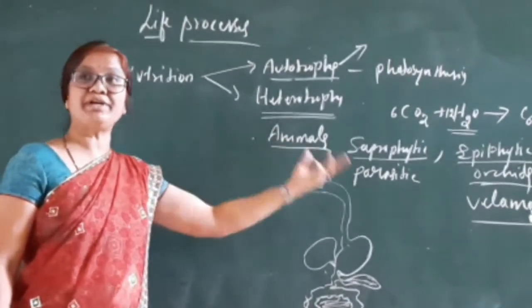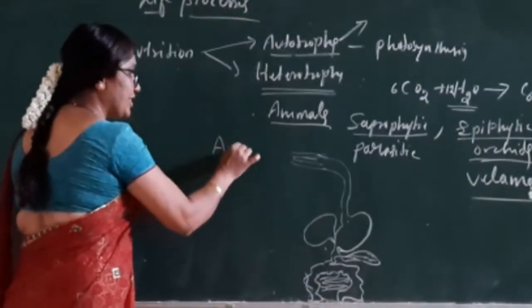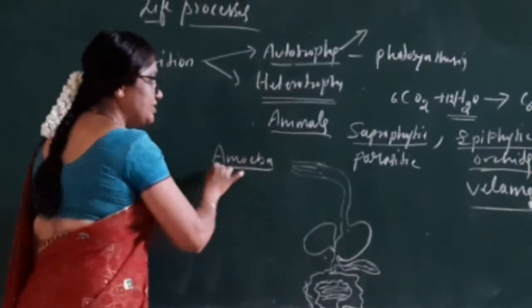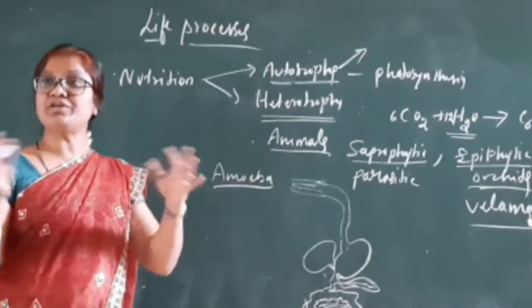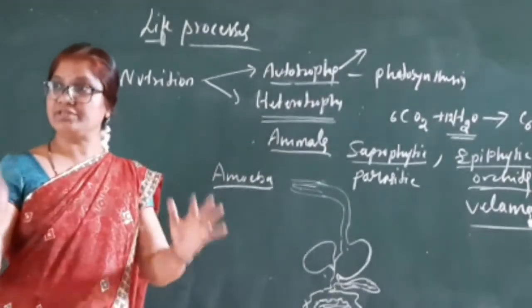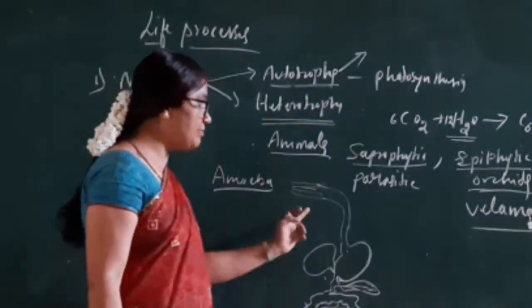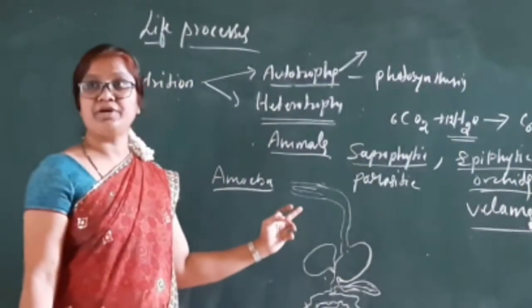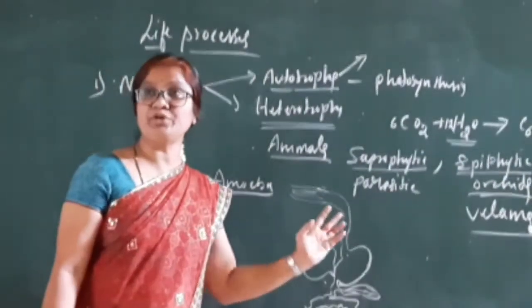They always depend on other organisms. For example, take amoeba, which is a unicellular organism. Here, the mode of nutrition is by simple diffusion. But if you come to human beings, it is the holozoic mode of nutrition.